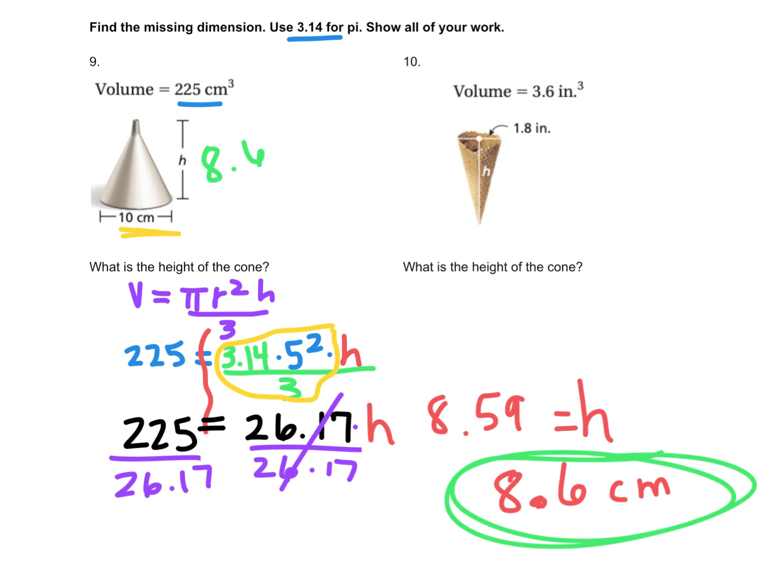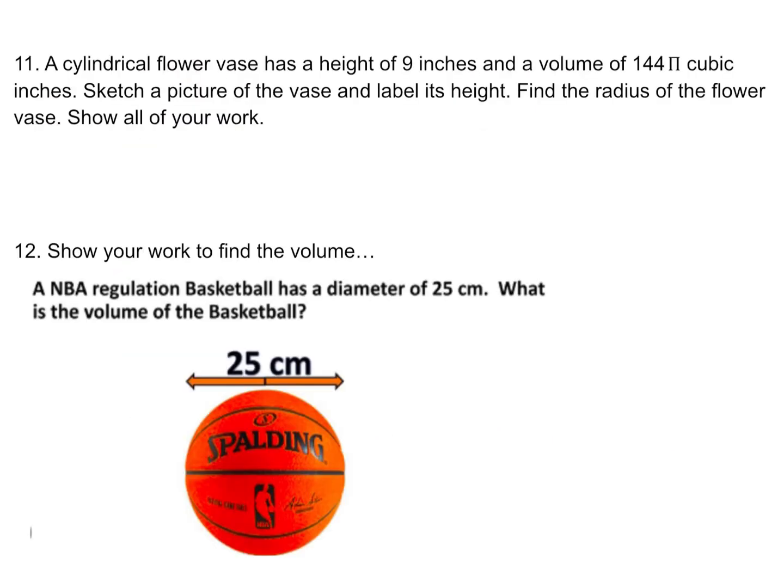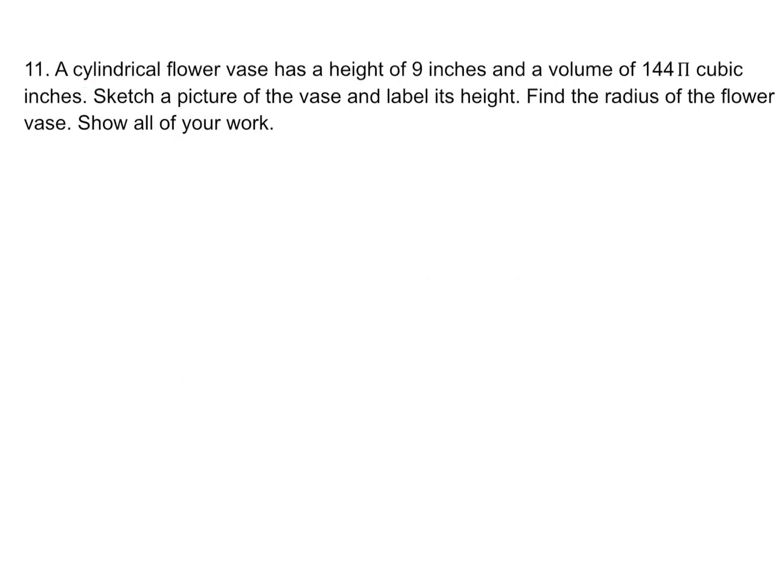All right, you go ahead and try volume of the cone. You're going to do the same thing. Make sure you split that diameter in half and get the radius. Okay, we've got 2 more to go. I'm going to go ahead and do number 11 with the cylinder-shaped flower vase, and then you'll do number 12.